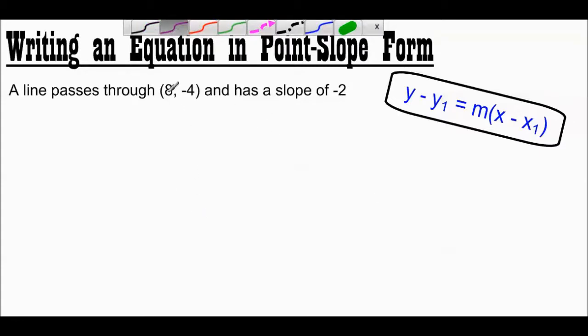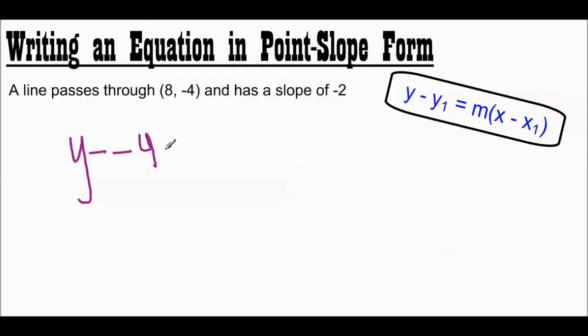So the point is 8 and -4. It has a slope of -2. So let's use that form. Y minus y of 1. Your y value is -4, so think of it this way: y minus -4 equals, your m value is -2, times the quantity x minus your x value, x of 1, which is 8.